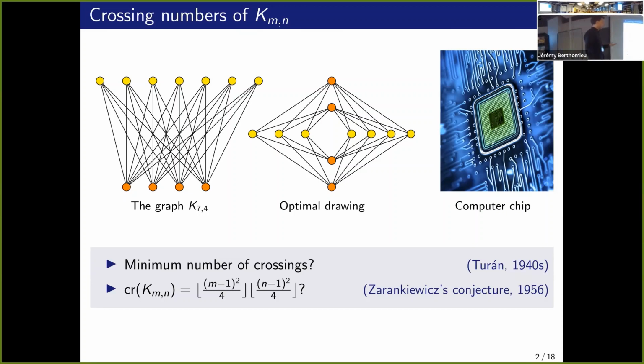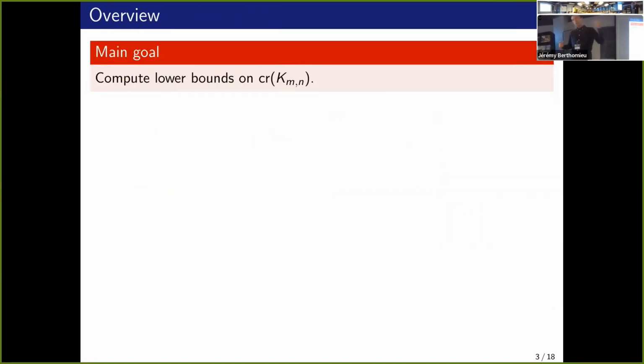Actually, Turán already thought that this was the optimum solution. But then Zarankiewicz thought he had a proof for it. But sadly, this proof turned out to be false. But now it's called Zarankiewicz's conjecture. So we know we can do it with so many crossings, but maybe we can do it with fewer. And the goal of this talk is to compute lower bounds on the crossing number, as partial progress towards Zarankiewicz's conjecture.